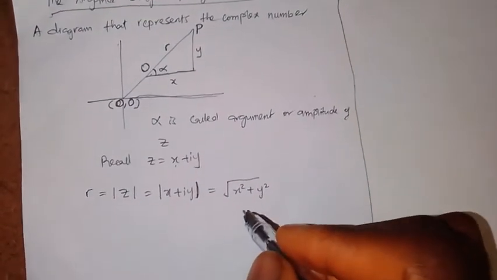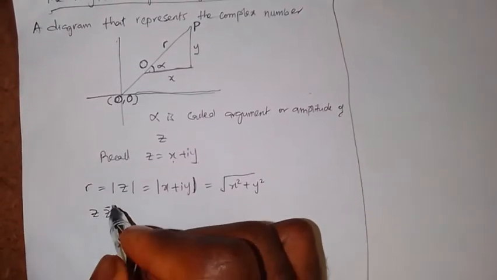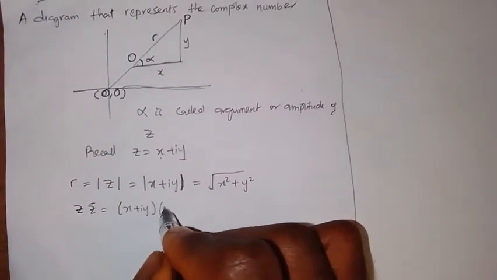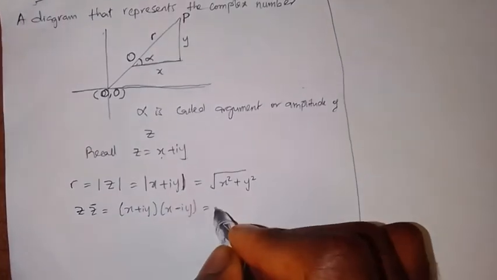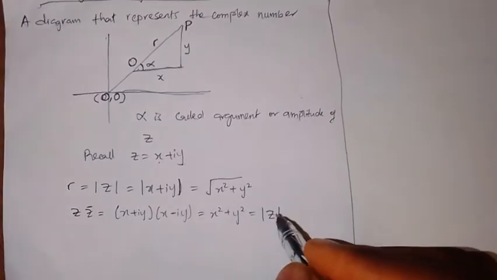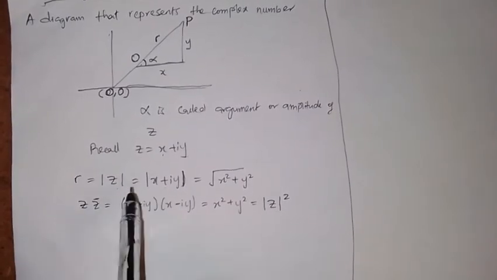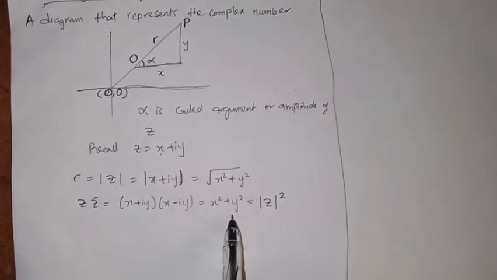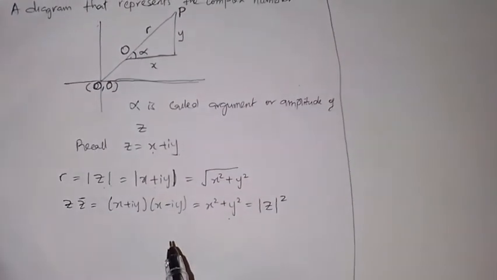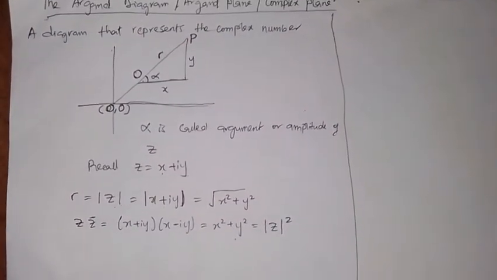Now, Z times Z conjugate, just take note. Z times Z conjugate is equal to X plus iY times X minus iY, which is the same thing as X squared plus Y squared. And that becomes the modulus of Z all squared. If my modulus of Z is the square root, then the square of it cancels the square root here.